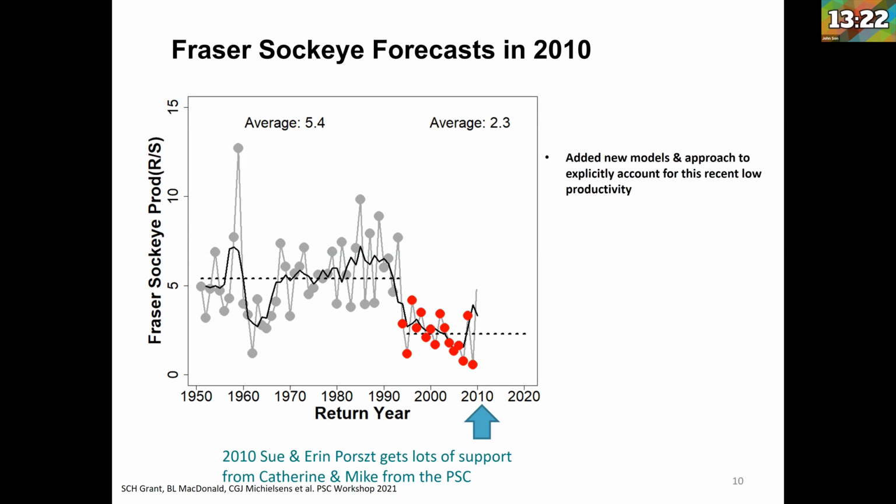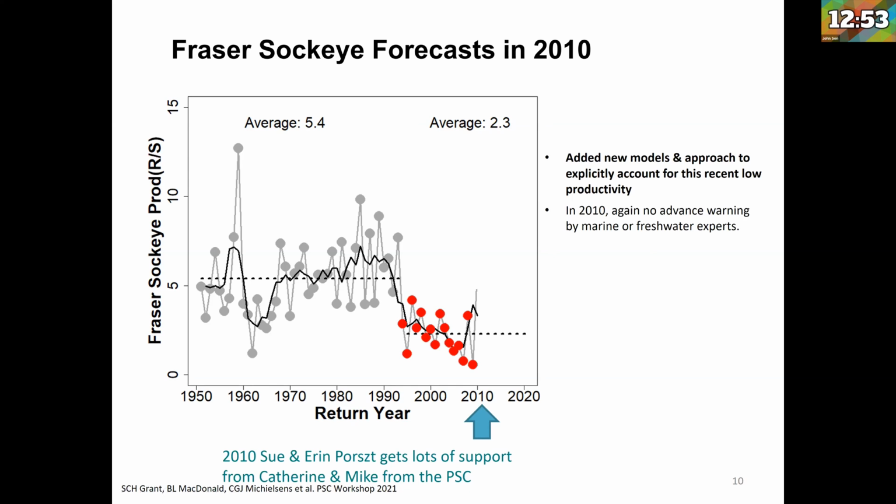So when we went into 2010, we started the laborious Cohen inquiry, a legal inquiry into the declines. Everyone started to realize that we were in this sort of lower production period. And as we were going into this, we started to add new models. We're like, well, we're in a different phase of productivity. We're adding new models that explicitly accounted for lower productivity, and we were kind of using current conditions to tell us something about the future year's productivity.